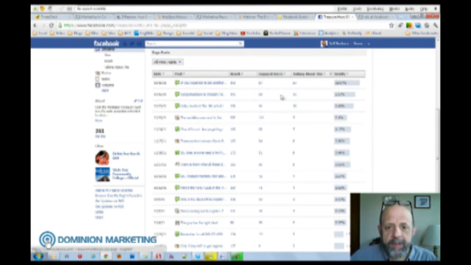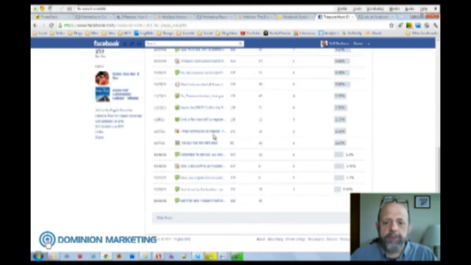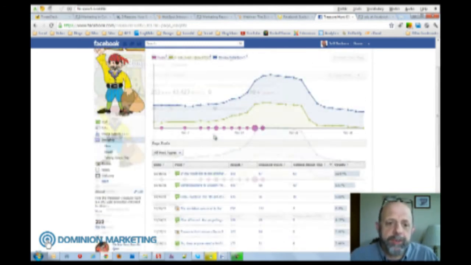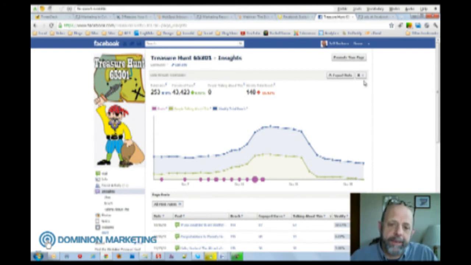But you can see what content did what. And again, this is good so that you can fine tune your efforts and attract the people that you want to attract and get them to share and get them to click. And if they're clicking, if you're engaging them, then you're hitting them. They're taking the time to read that post and to see your name.